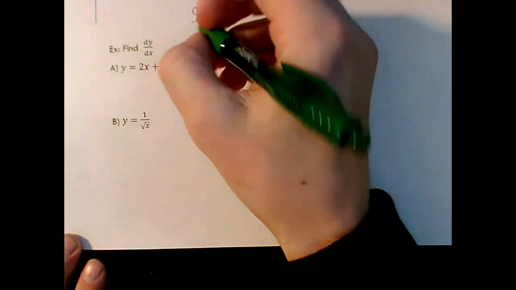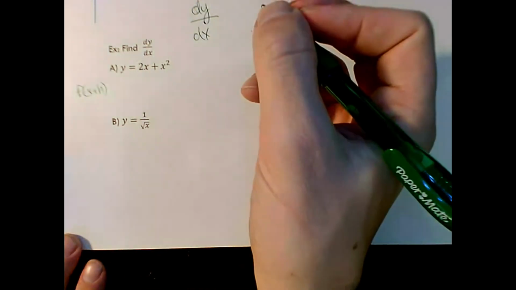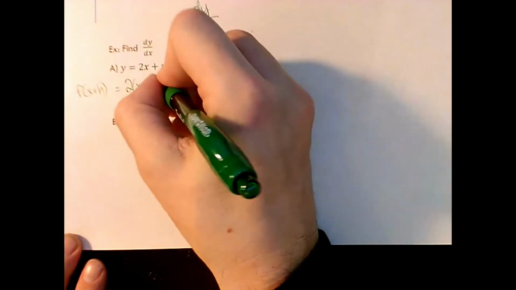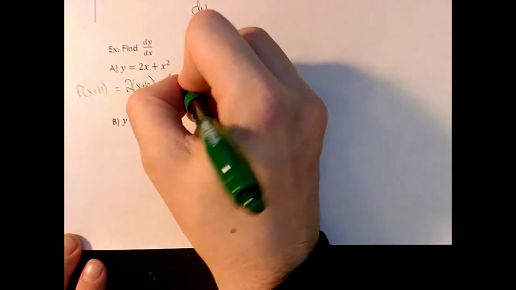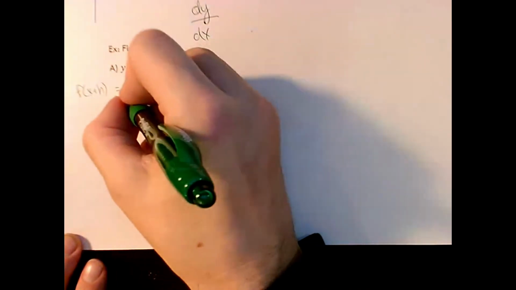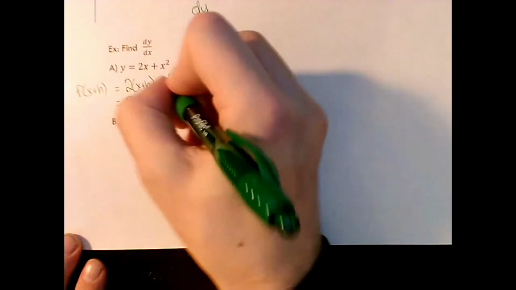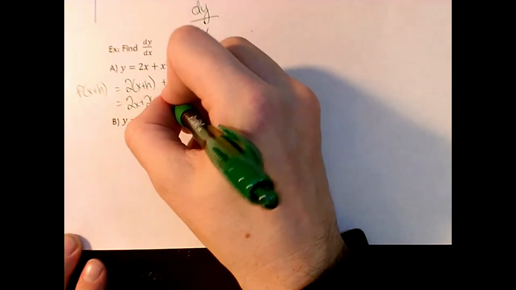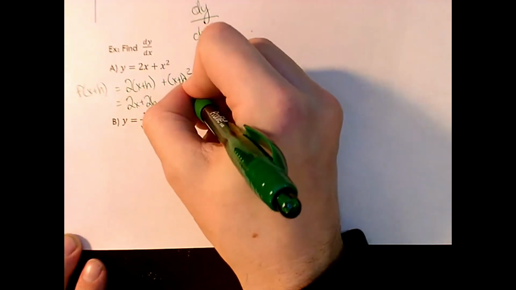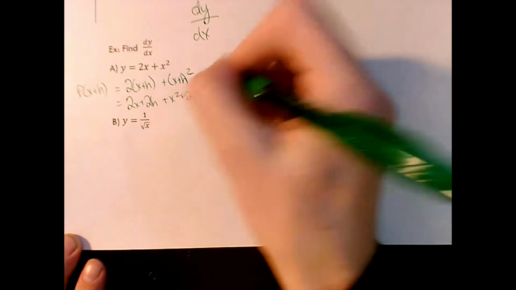To end the day, we're just going to take the old tried and true derivative. dy dx is going to be f of x plus h. So f of x plus h is going to, in this case, be 2 times x plus h squared, which is the same thing as 2x plus 2h plus x squared plus 2xh plus h squared.